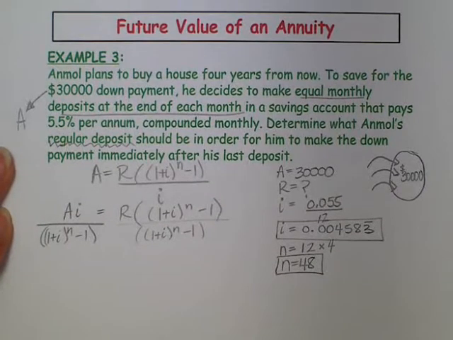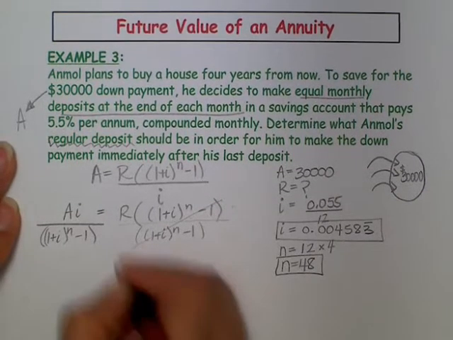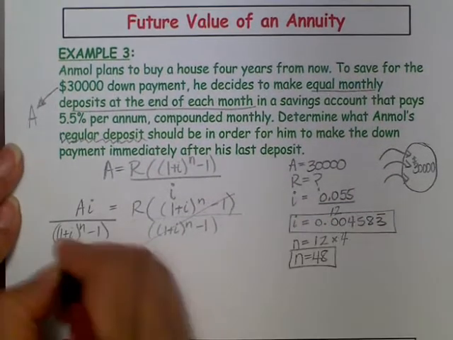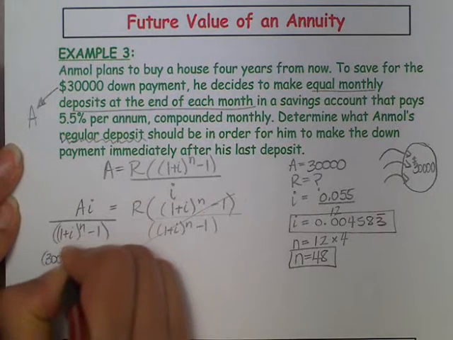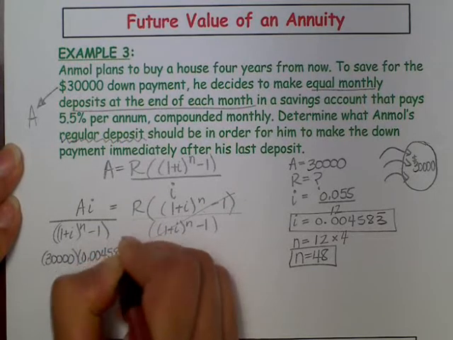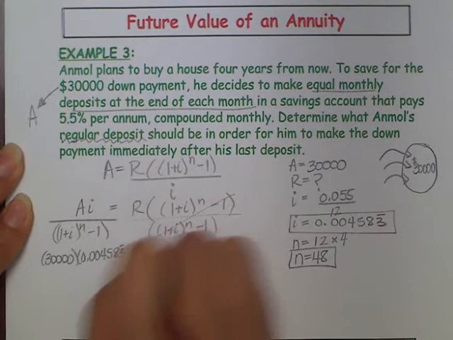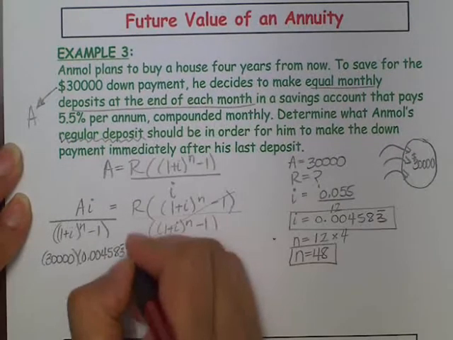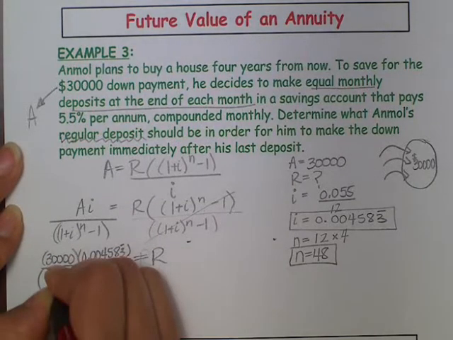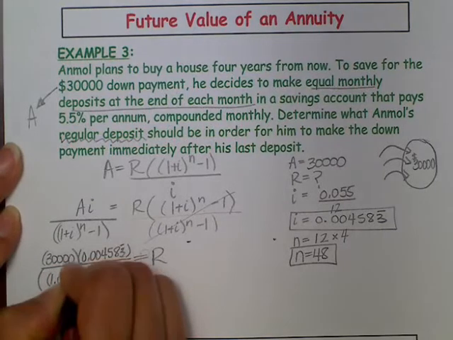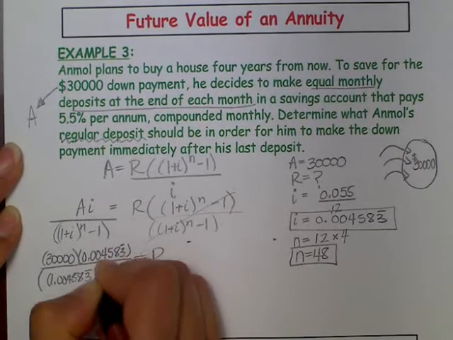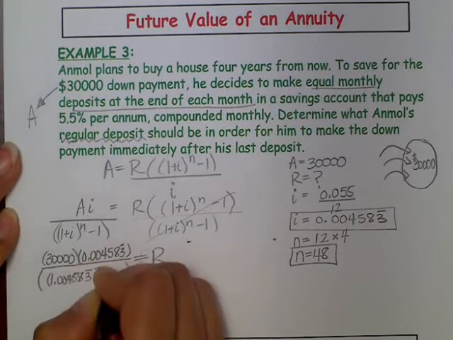And so you'll notice that on the right-hand side, these two cancel and you're left with just R. And on the left-hand side, I can actually substitute in all the information that I know. So A is 30,000 times 0.004583 continued. And in the denominator I have bracket 1 plus I, so 1.004583 continued, minus 1, and the exponent I have on the 1 plus I value is 48.